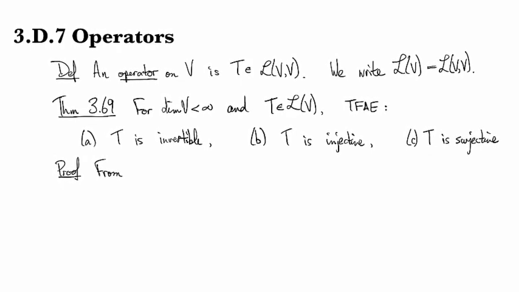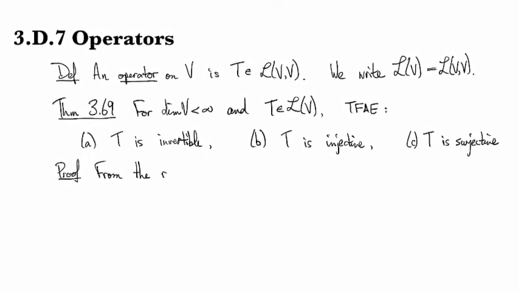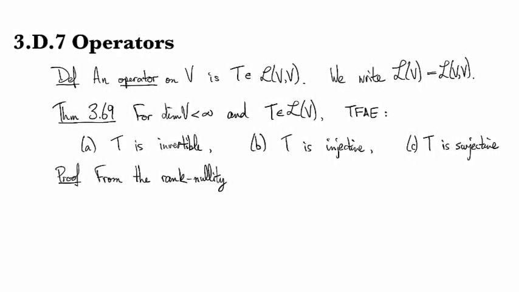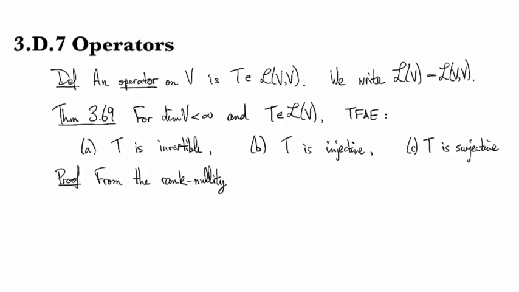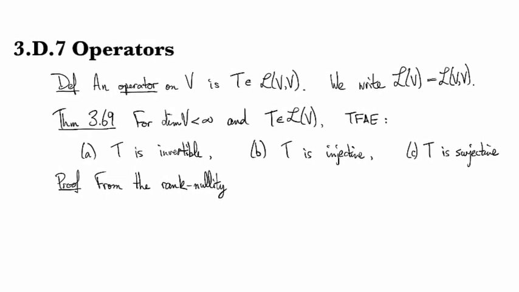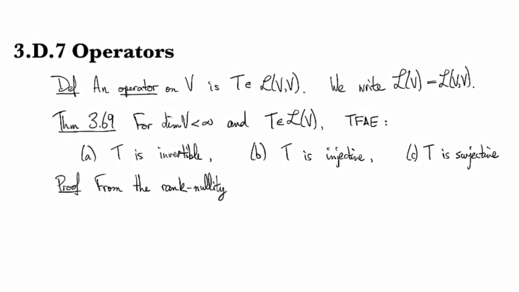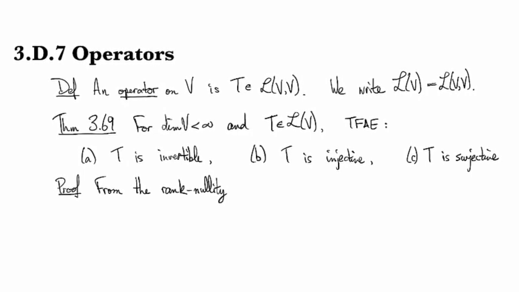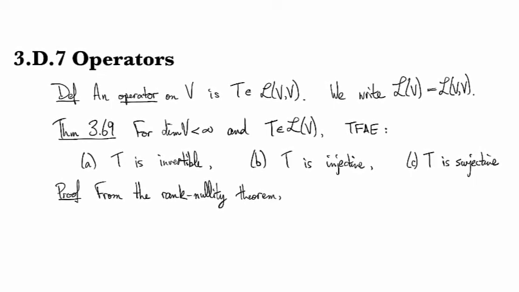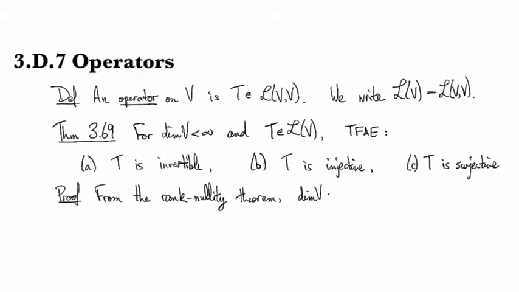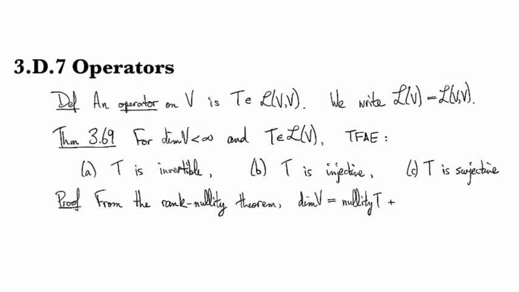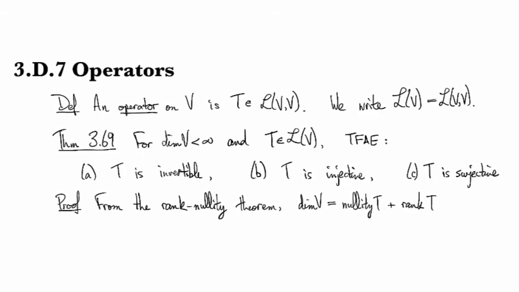So for the proof, it comes back once again to the rank nullity theorem. And now you're sort of starting to see how many things actually follow from the rank nullity theorem. This gives you an idea of why Axler calls it the fundamental theorem of linear algebra. We get a lot of mileage out of it. So the dimension of V is going to be the nullity of T plus the rank of T, right?